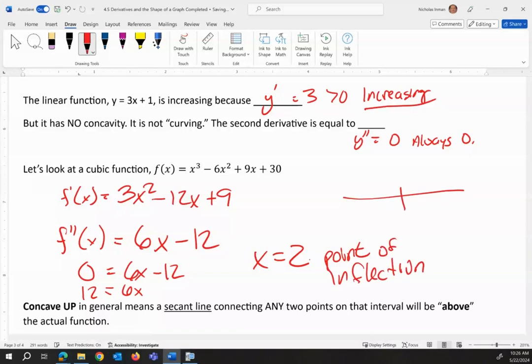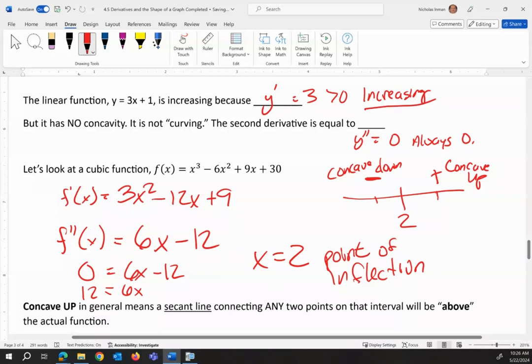Now, if we do a sign chart of this, if you plug in a number smaller than 2 and a number bigger than 2 into our second derivative, so if I put 1 in here, 6 times 1 minus 12 would be a negative. If I put in a number bigger than 2, so 3, 3 times 6 is 18, minus 12 is 6, that's positive. So I would call this concave down because it's negative, and here I'd say concave up.